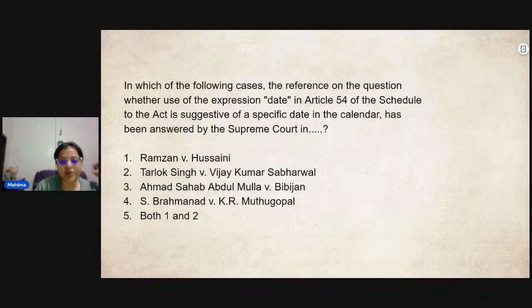In which of the following cases has the reference on the question whether use of the expression date in Article 54 of the schedule to the Act is suggestive of a specific date in the calendar been answered by the Supreme Court: Ramzan versus Hosseini, Tarlok Singh versus Vijay Kumar Sabharwal, Ahmad Sahab Abdul Mullah versus Bibi Jan, S. Bharmanand versus K.R. Muthu Gopal. Yes, both 1 and 2. Pritika writes very fast. Pass. Khatam.